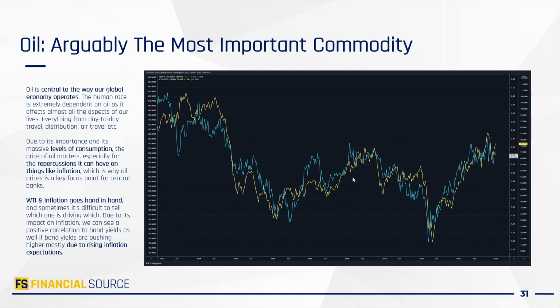Now, obviously, you can strip out the noisy effects like energy and food, but it's stuff we use every day, right? So the price matters, and it matters for central bankers because when inflation gets out of hand, they need to step in, like we've seen the likes of the Fed do a little bit more aggressively recently. So that's why we have that strong positive correlation between the two.